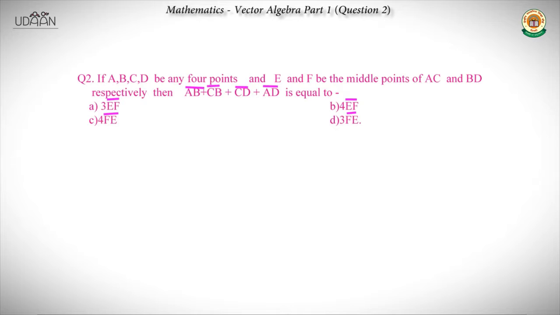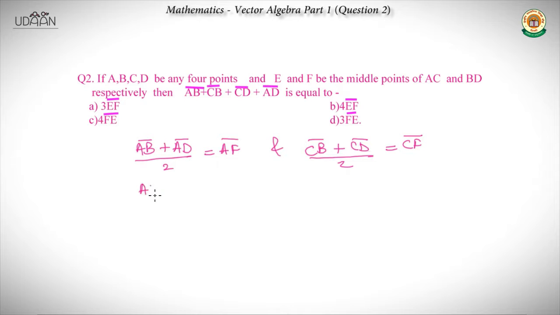In this question, as F is the midpoint of BD, therefore (AB bar plus AD bar) by 2 will be equal to AF bar. And (CB bar plus CD bar) by 2 will be equal to CF bar. This is the midpoint formula, which is a special case of the section formula. So adding these two equations we get AB bar plus AD bar plus CB bar plus CD bar equal to twice (AF bar plus CF bar).